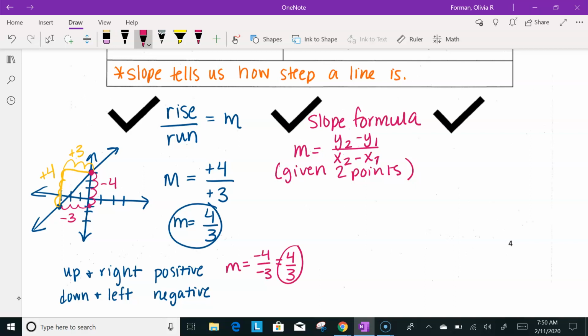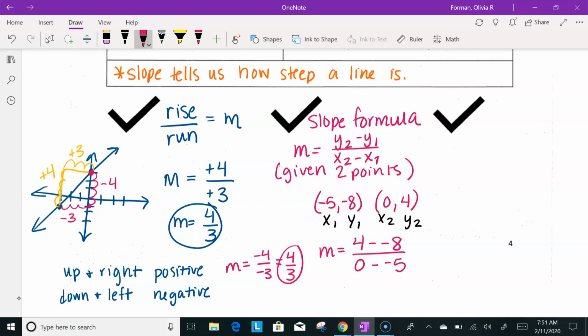So if I gave you 2 ordered pairs, say -5, -8, and then I gave you an ordered pair of 0, 4, what we would want to call one of these, it really doesn't matter what. If this is x1, y1, this is going to be x2, y2. And so if I'm going to use that slope formula, I put the y's together. y2 was 4 minus y1, which was -8. x2 was 0 minus x1, which was -5.